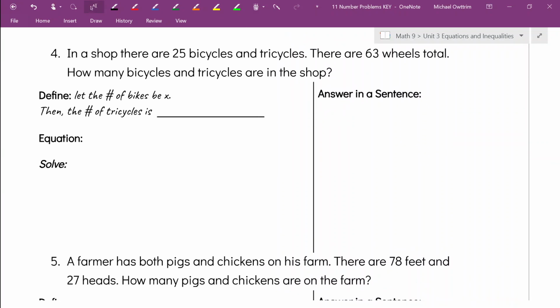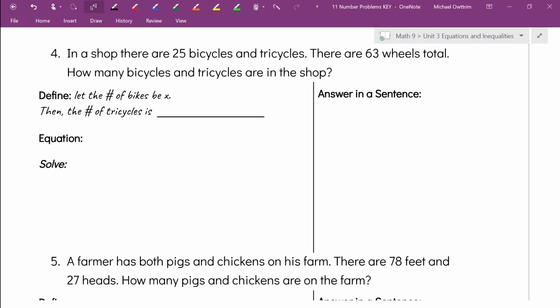On the back side, we have one of these that's a similar type of problem, but requires a little bit more thinking. So we say in a shop there are 25 bicycles and tricycles. It means there's 25 total objects in the shop. There are 63 wheels total between those two types of objects, and we want to know how many bikes and how many trikes there are.